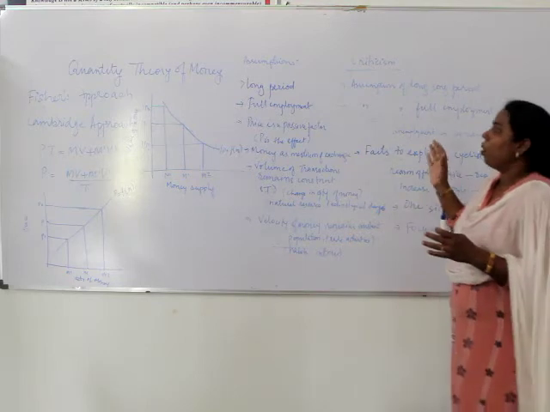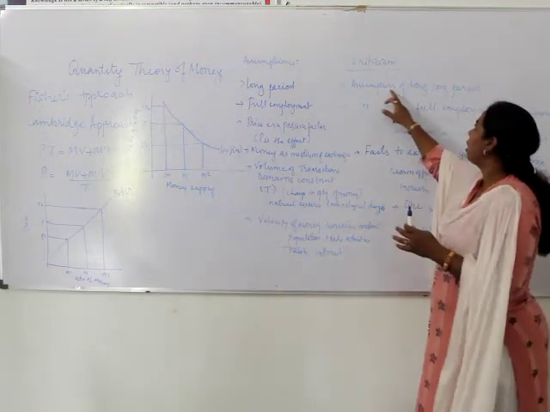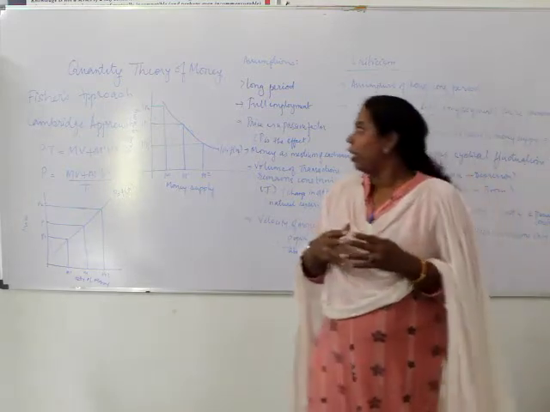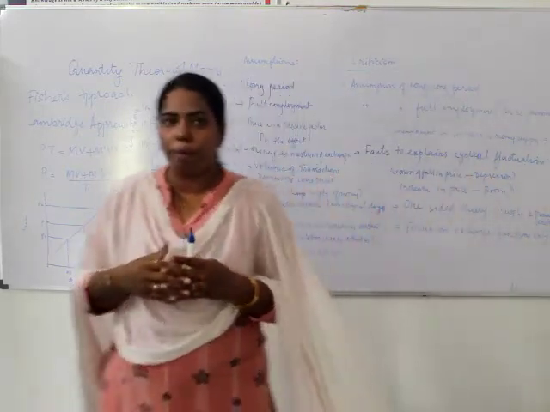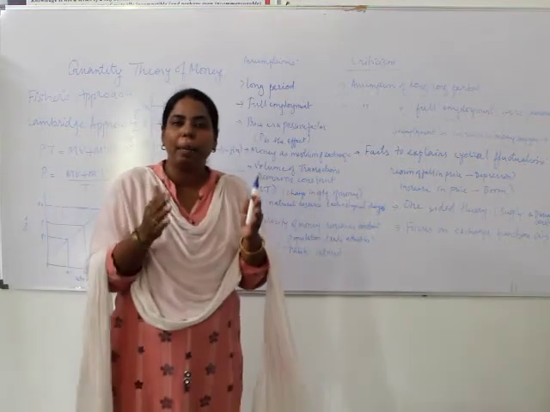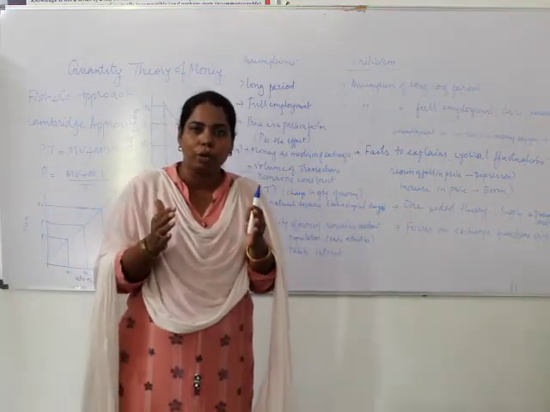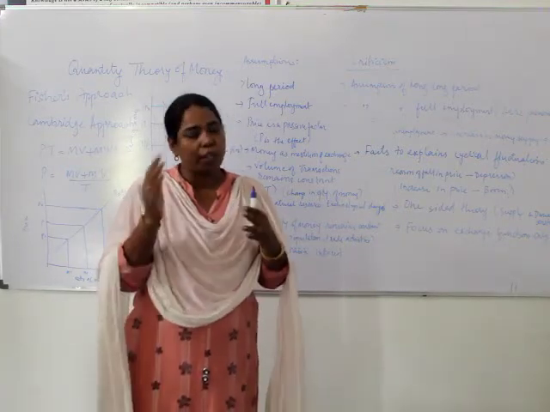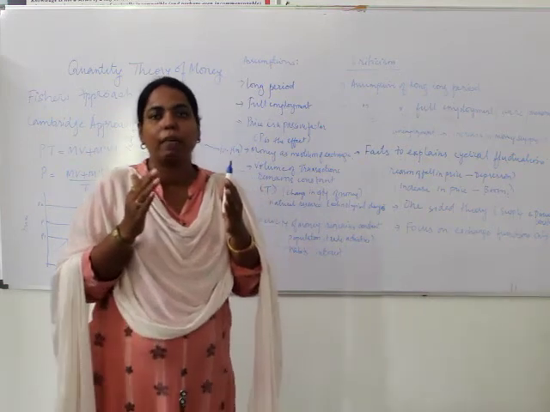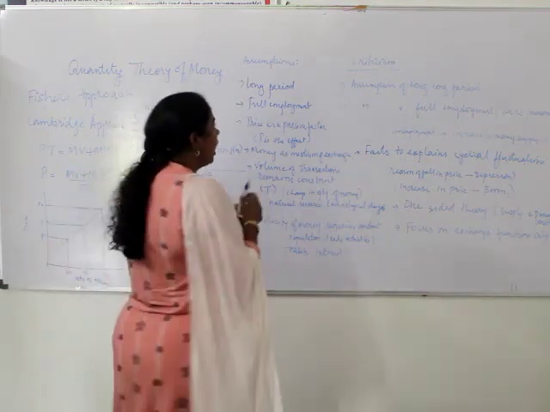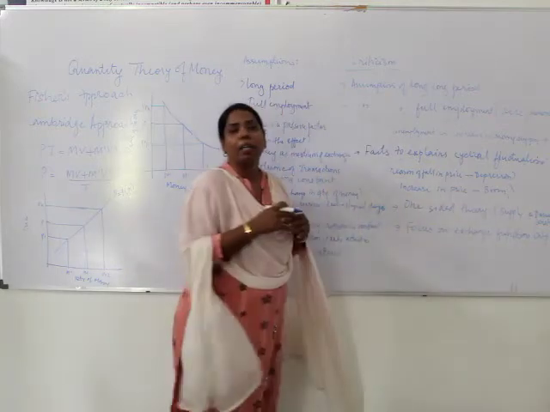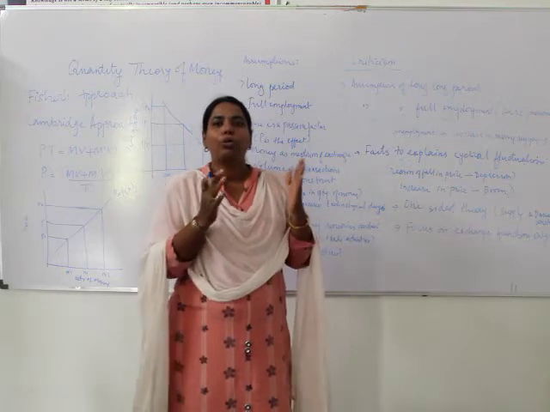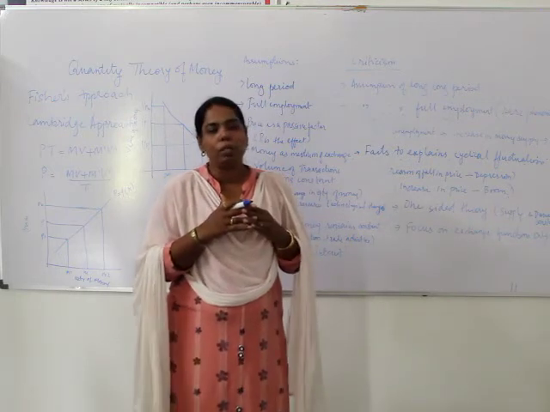Now this theory is also criticized. The first criticism is the assumption of the long period. The quantity theory of money, of the Fisher's approach, is actually applicable in the long period. In the short run, or in the short period, this theory will not be applicable. But Keynes said that in the long period, everyone is dead. So the theory should also be applicable in the short period, but this is not so.